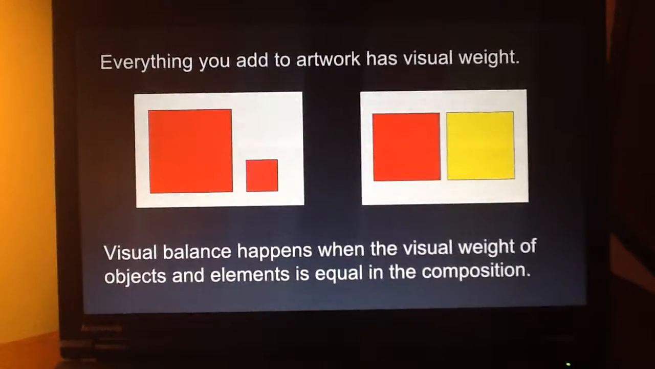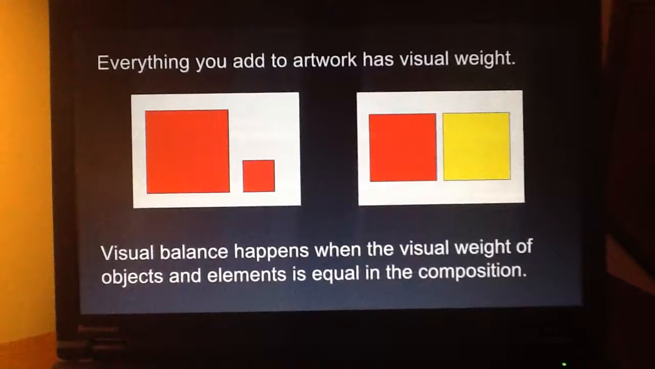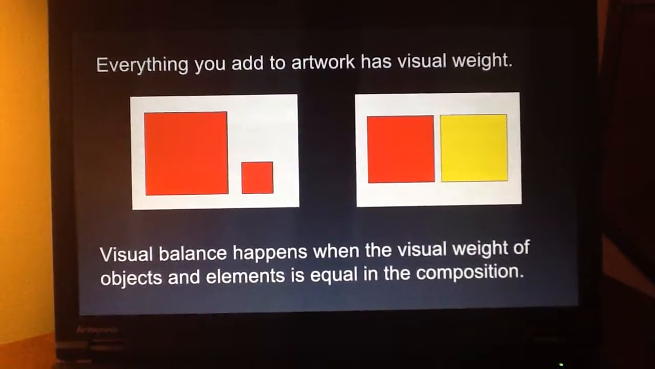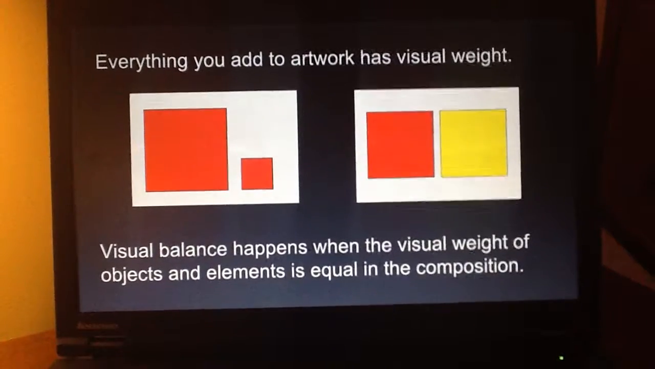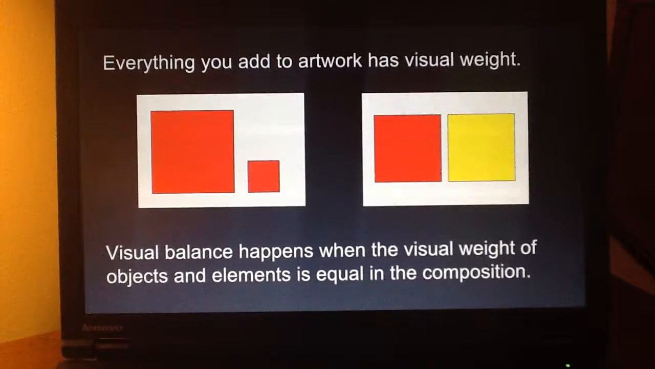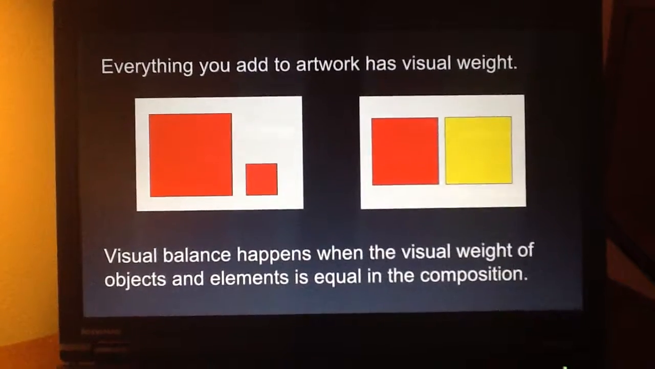So for example, a larger square weighs more visually than a smaller square. A deeper color such as red is going to weigh more than a brighter color like yellow. Visual balance happens when the visual weight of objects and elements is equal in the composition.